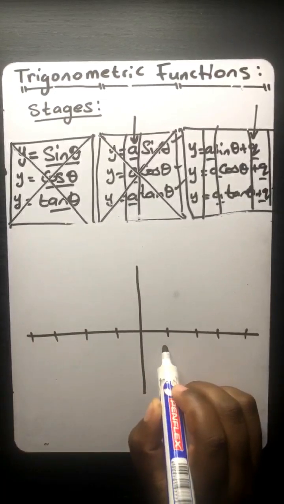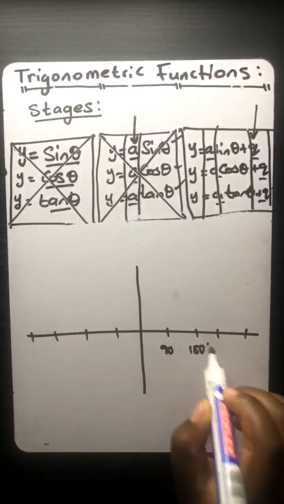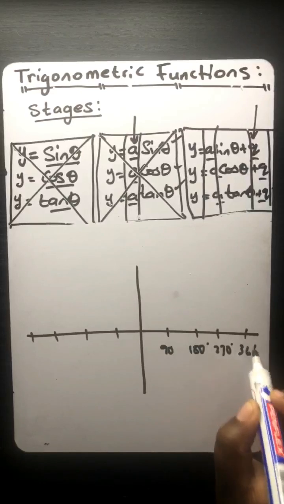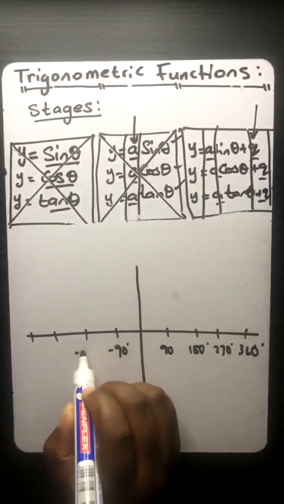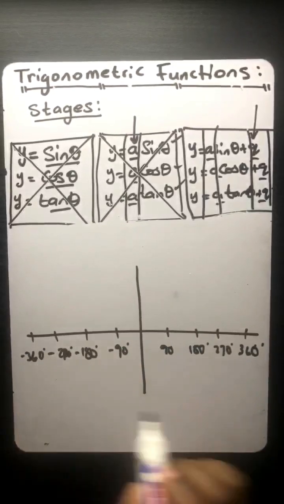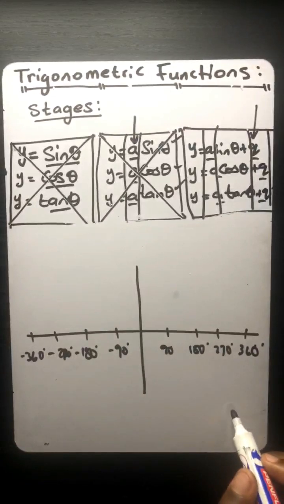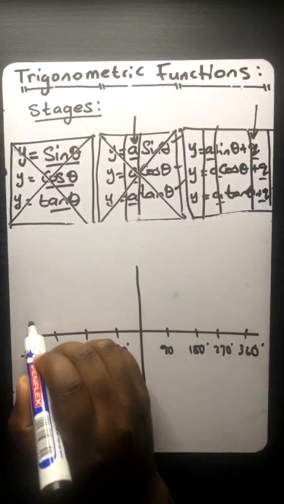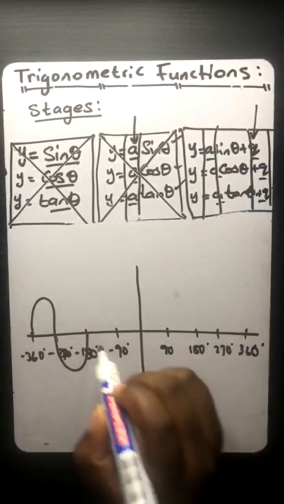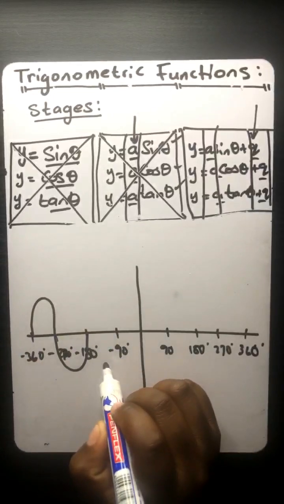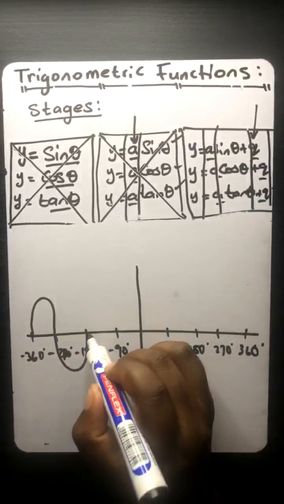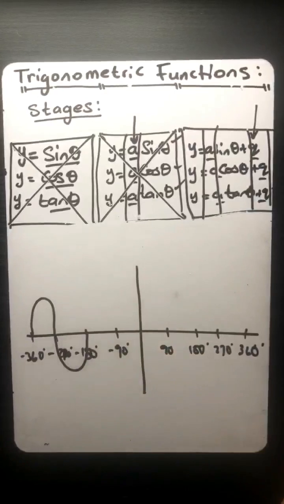Let's say we are having 90 there. It's going to be 180, 270, 360. Then -90, -180, -270, -360. I'm not sure if it's this one that I drew. And then what was your question there, honorable member?